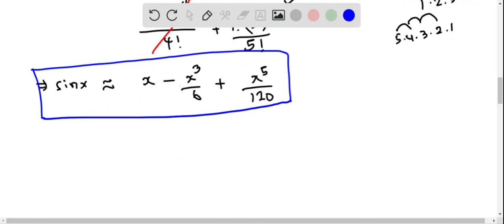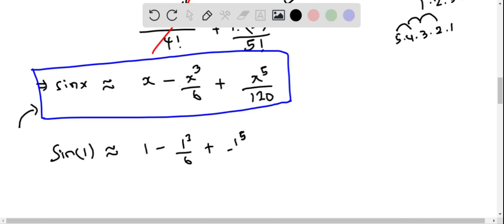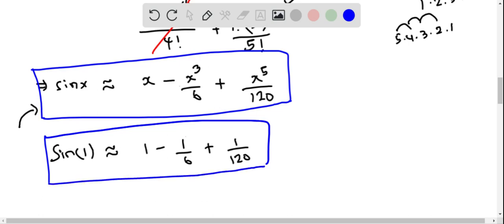So using this, we are going to find the approximate value of sine of 1. So what we do is we replace x by 1 in this expression. So this gives 1 minus 1 cubed divided by 6 plus 1 power 5 divided by 120. We know that 1 cubed is 1, so I can just replace this with 1. Also 1 power 5 is 1. So therefore this is the expression which gives the approximate value of sine 1, which is 1 minus 1 by 6 plus 1 by 120.